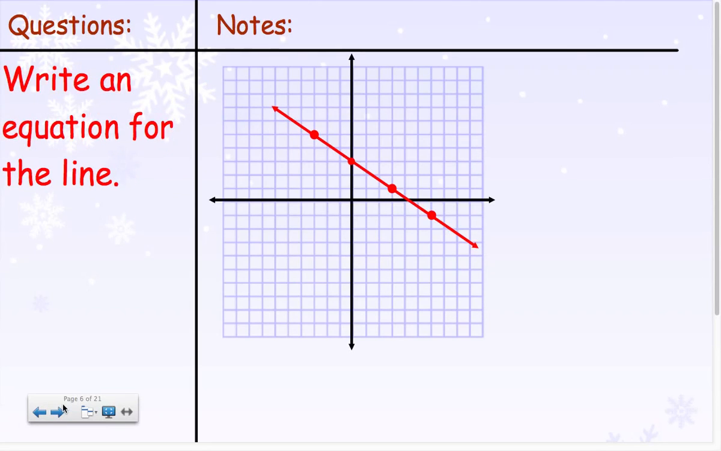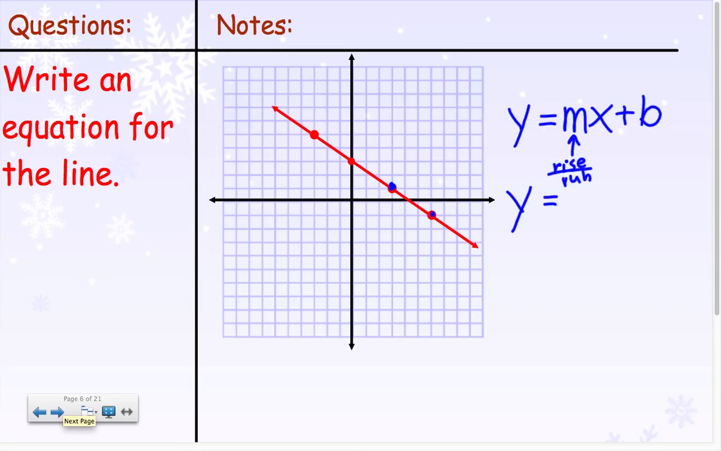This time we have to write an equation for the line. This should be a review from chapter 3. We have done this before. So y equals mx plus b, my m, remember, that's my rise over run or my slope. So I'm going to count my slope first. I'm going to pick 2 dots to use. You can choose any 2, it doesn't matter. I'm going to pick this one and this one. So I'm rising negative, because I'm going down, negative 2, running 1, 2, 3.